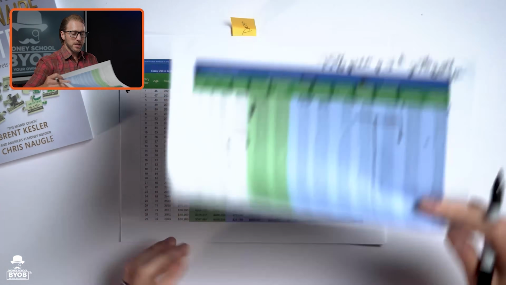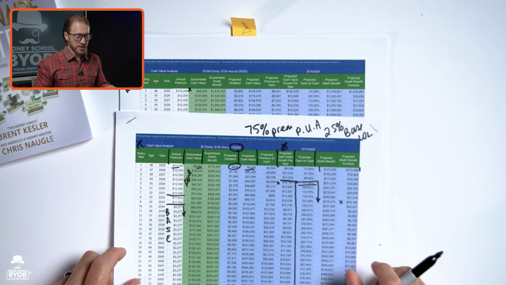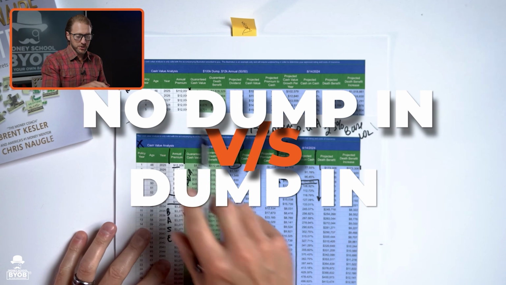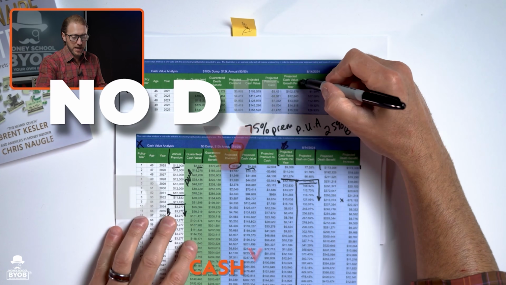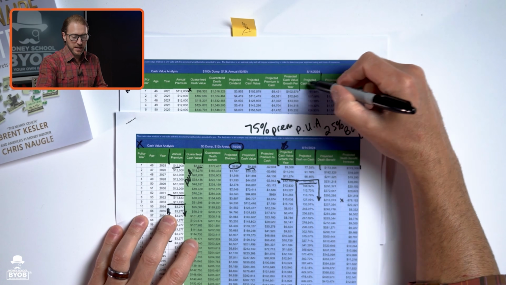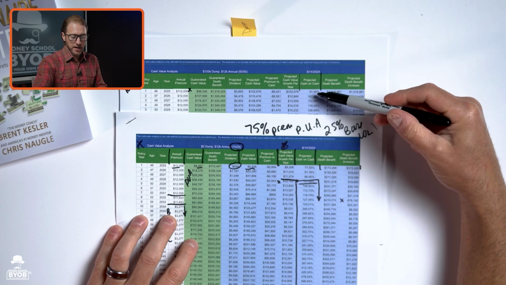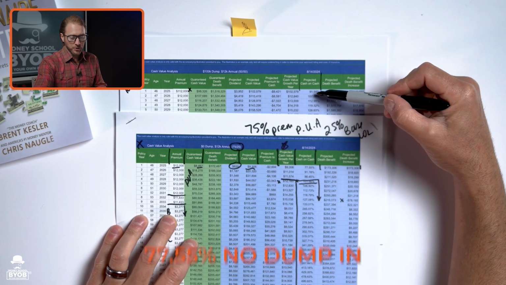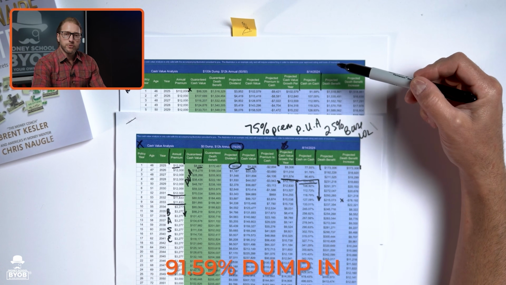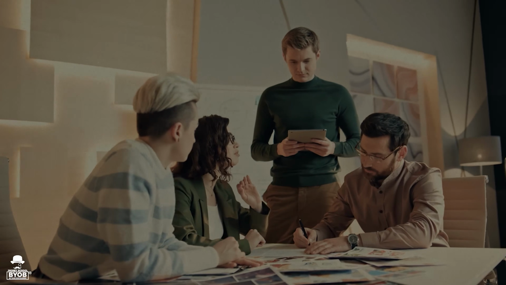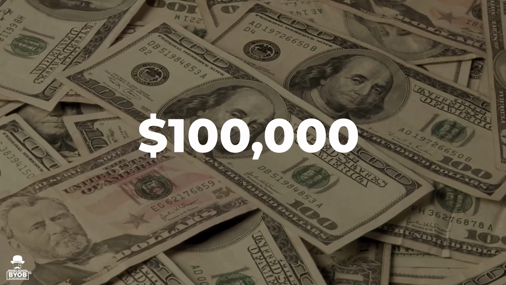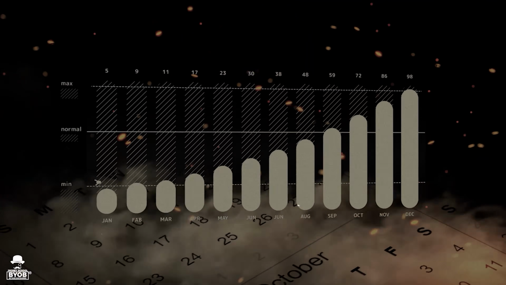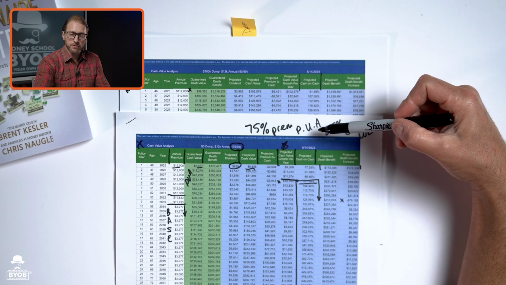Now, what's pretty unique here is if we were to compare these two, this is no dump-in versus dump-in, you look over here to your cash value and projected cash on cash return, see how much higher it is? We go from 77.55 with no dump-in to 91.59 if we dumped money in. And some people would ask, why is that? Well, the reason for that is we have $100,000 earning interest and dividends and compounding that entire first 12 months, which makes a huge difference in the performance of the policy.